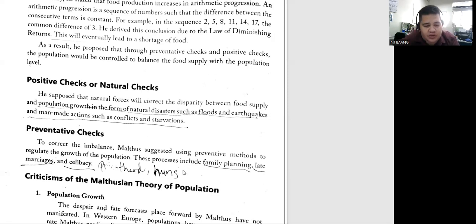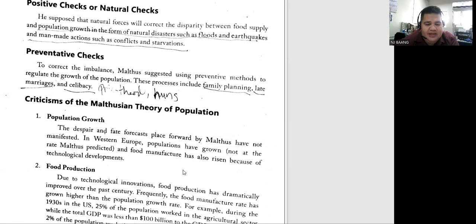No, you also have this term preventive checks, no, to correct the imbalance. Malthus suggested using preventive methods on regulation of the growth of population. No? This process may include family planning, late marriages, and celibacy. So these preventive checks, no, family planning.